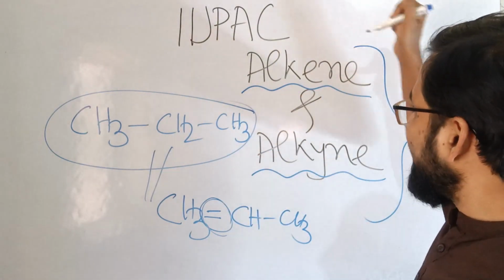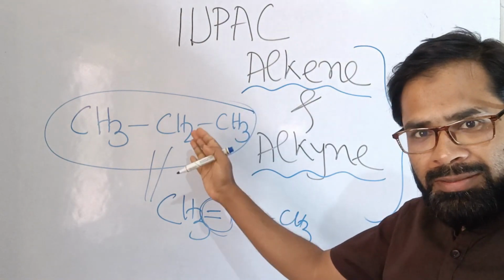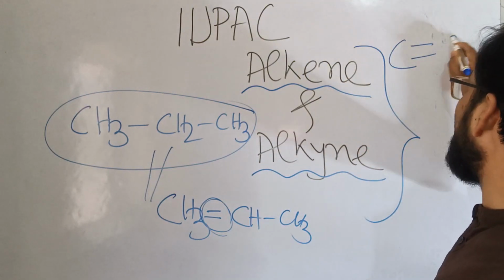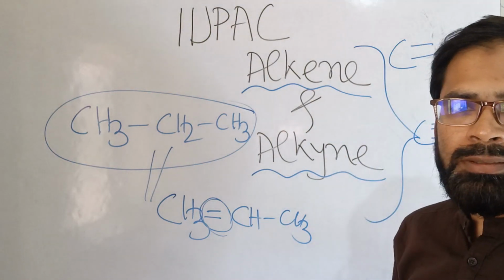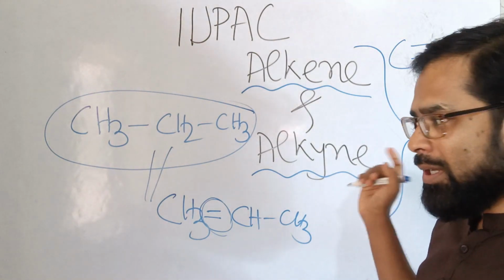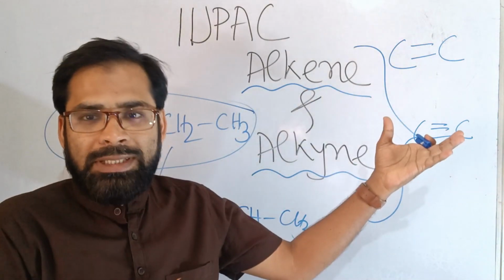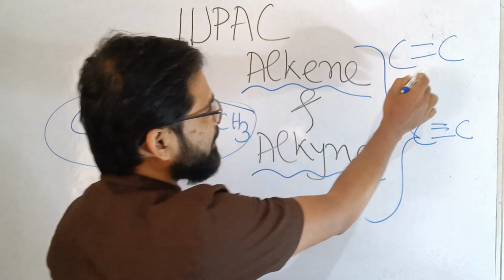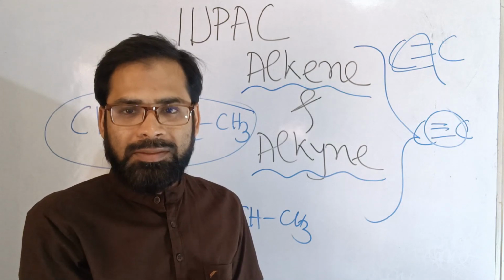Here we discussed only hydrocarbon with carbon carbon single bond. We finished that. Today we will discuss alkene, meaning carbon carbon double bond, and alkyne, carbon carbon triple bond. Here also we have to follow the same rules we followed in the case of alkane. The extra thing is that we have to mention the position of the double bond or triple bond. All others are the same.